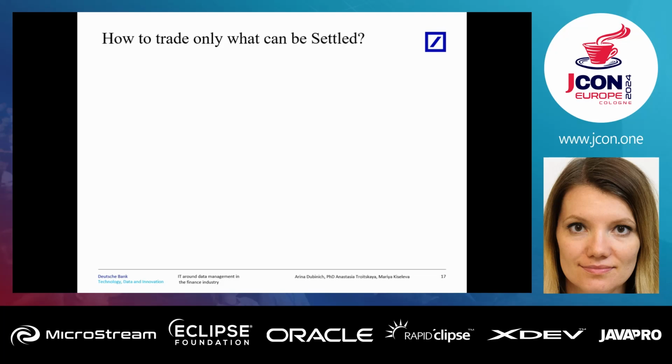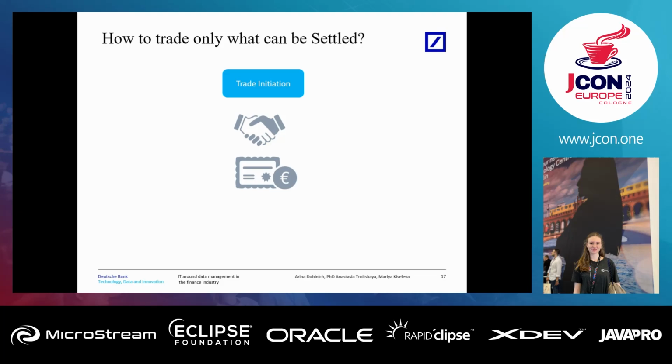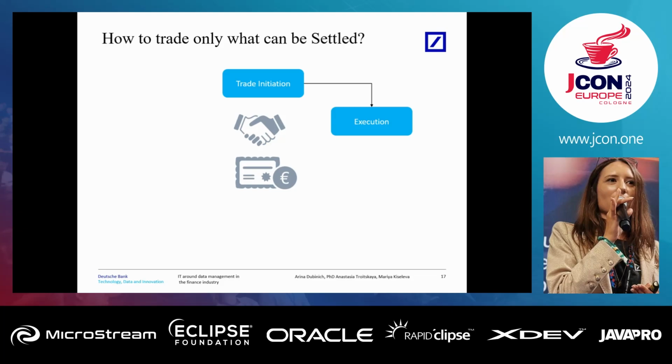As Anastasia mentioned before, the client sends an inquiry to multiple dealers. And the Deutsche Bank trader, along with other traders, responds with a price, and the client hits the best price. This part of trading we call trade initiation or pre-trading. Once the client and a dealer agreed on the price and on other trade parameters, the inquiry becomes executed.